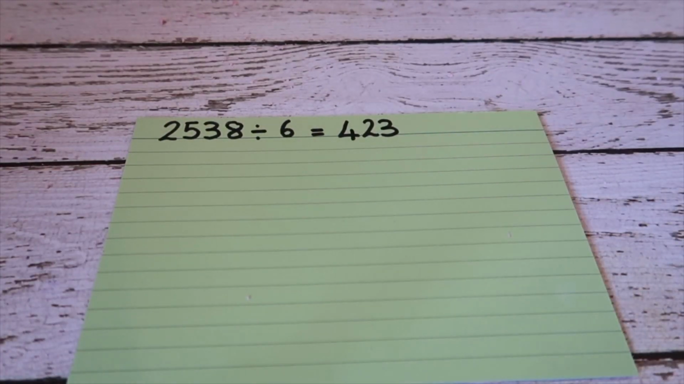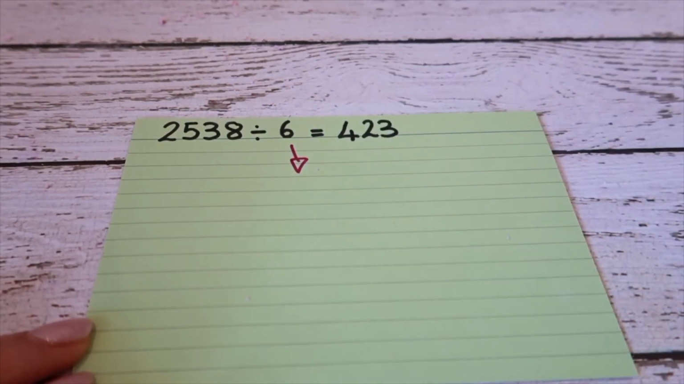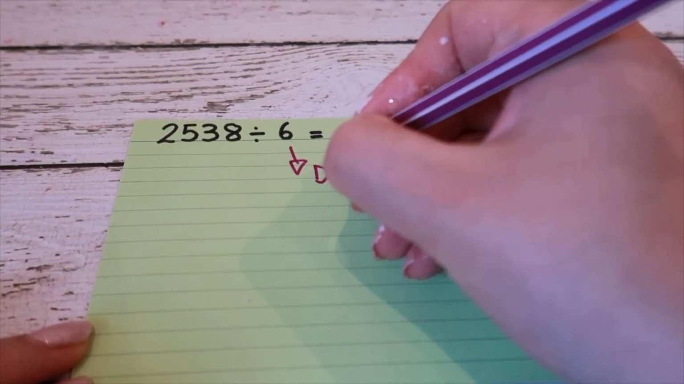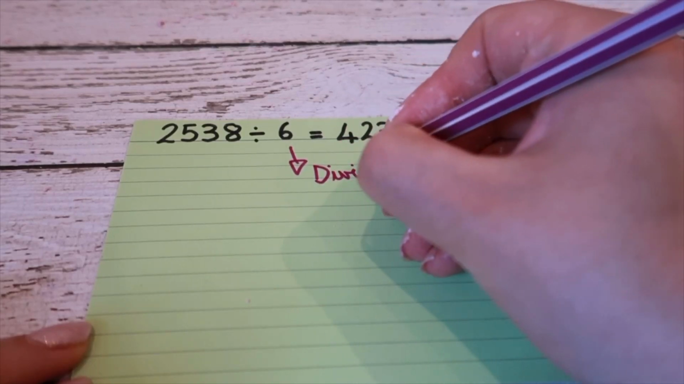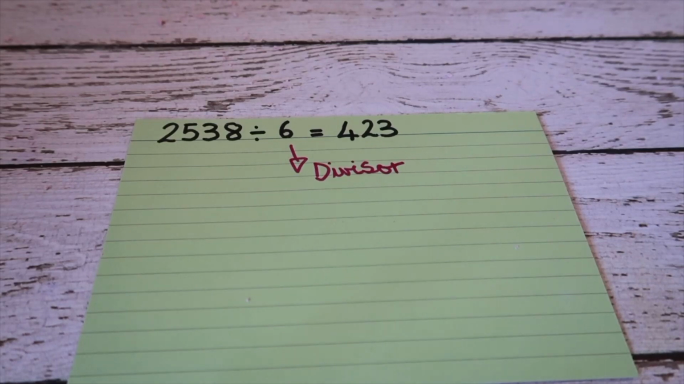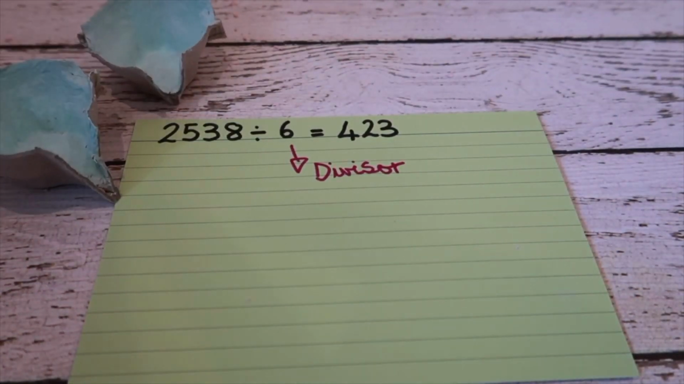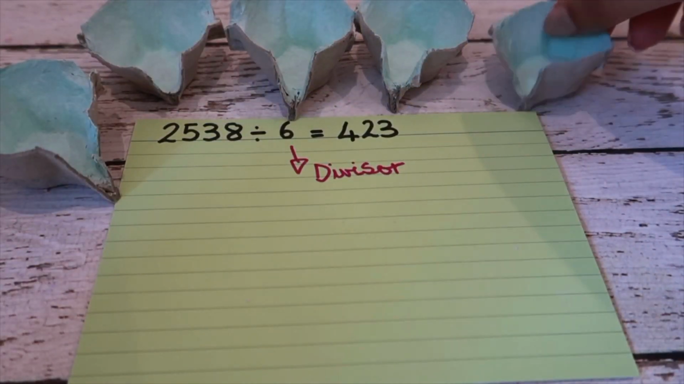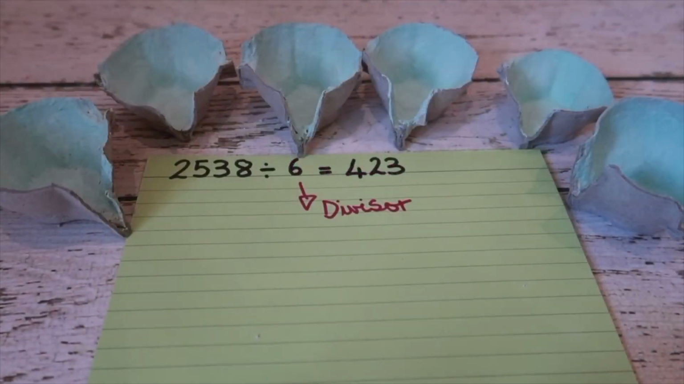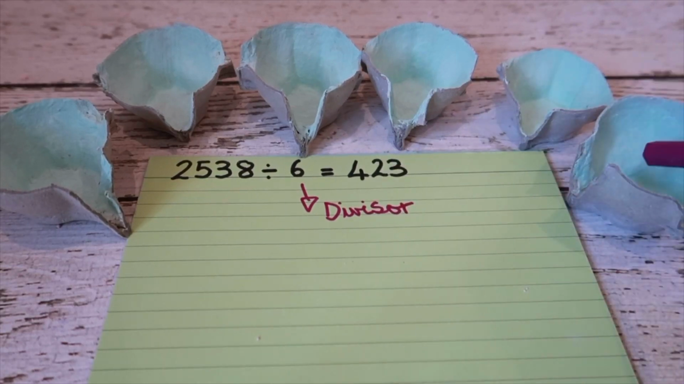Okay, I've got a second example. So can you spot my divisor here? I've got 2,538 divided by 6. That's correct. 6 is my divisor. That's what I'm dividing by. So I've got 2,538 and I'm sharing it into 6 groups. So I will need 6 of my egg cartons. So remember, I'm sharing 2,538 equally into 6 groups. So I've got my 6 groups ready. So you can see my divisor is there.